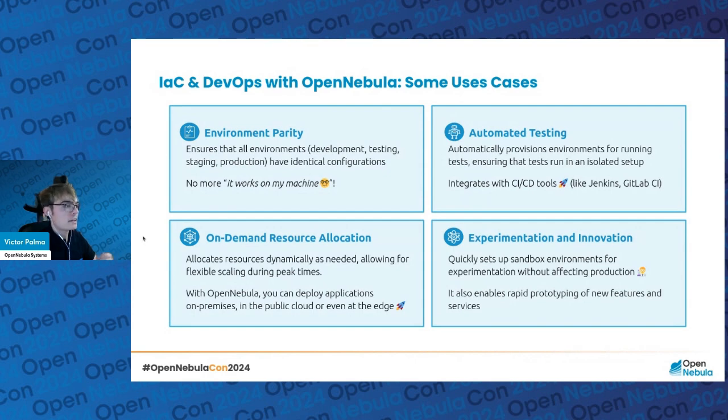Third, we have automated testing. Automated testing is another significant advantage. You can automatically provision environments specifically for running tests, ensuring that tests are conducted in isolated and controlled setups. This can be easily integrated with CI/CD tools like, for example, Jenkins and GitLab CI, allowing for continuous integration and continuous delivery.